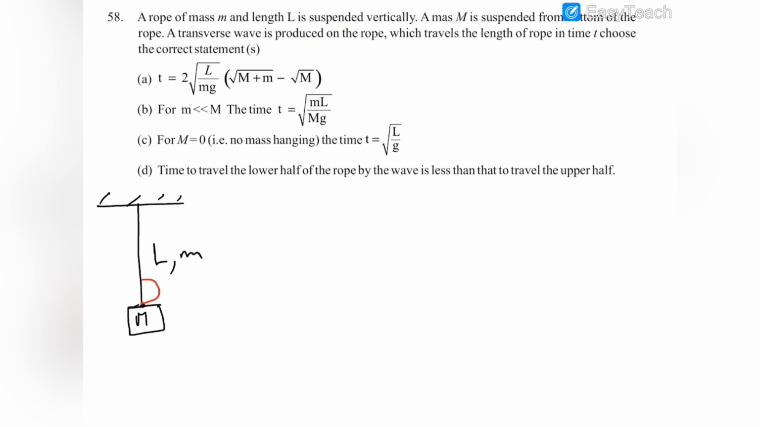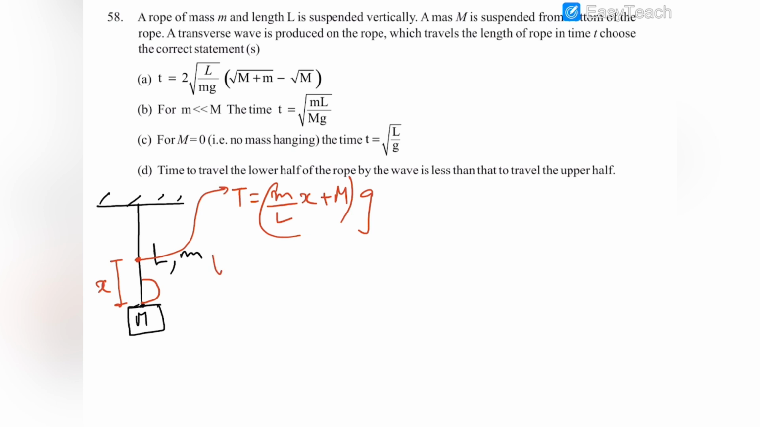So let us first of all find out the time which this pulse would take to reach the top. So we know that the tension at any point on this rope, at this point let's suppose, which is at a height of x, would be m by L into x plus mg. You can easily find out this tension by using the unitary method, and this is the tension at this point.